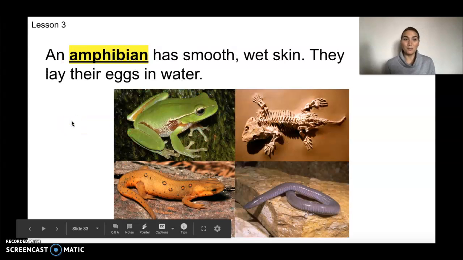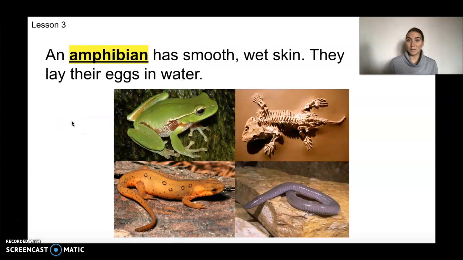Our next group is called amphibians. An amphibian has smooth, wet skin. They lay their eggs in the water. Can you see the smooth, wet skin on these amphibians?